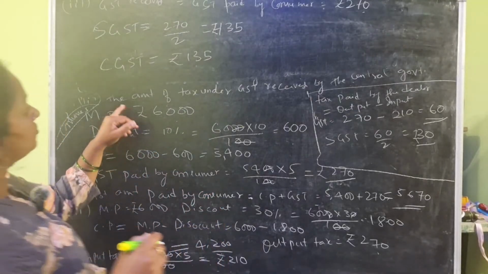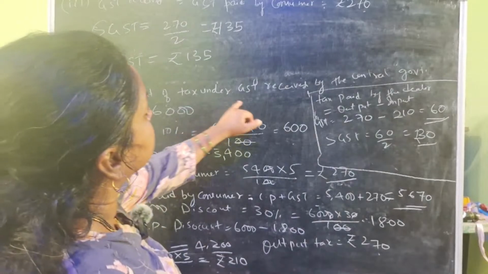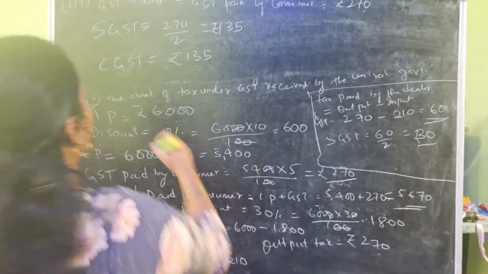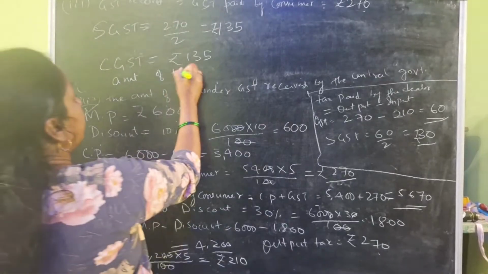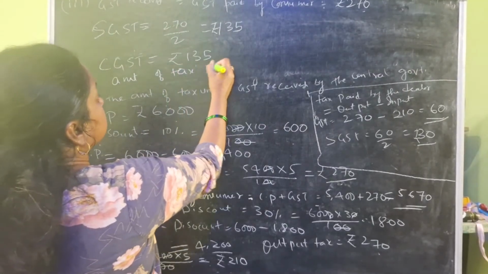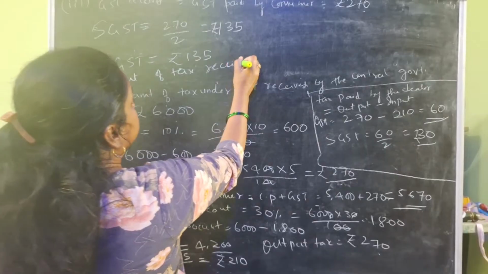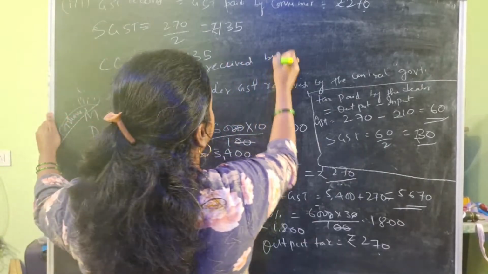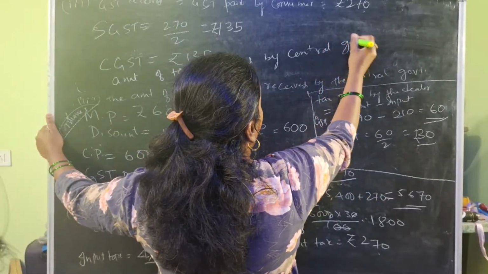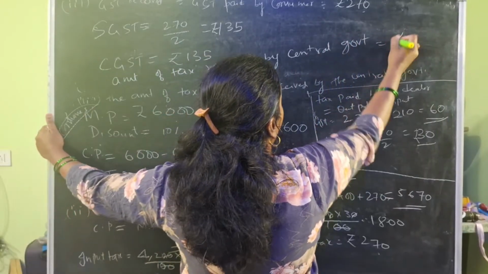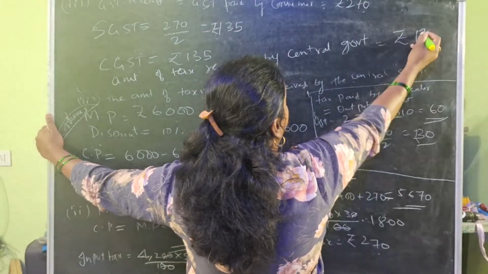So for the third question, the amount of tax received by the central government is equal to rupees 135.